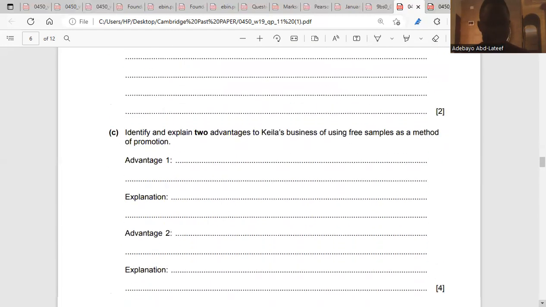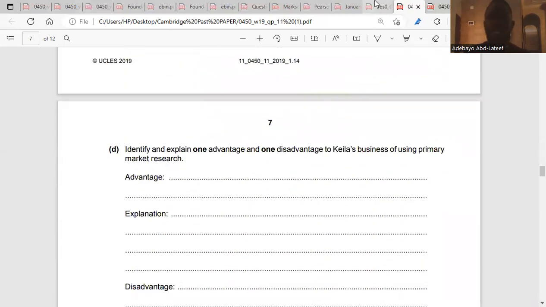Is that the last question about this? It is the last question. Okay, let me write them out. I did good in this question.